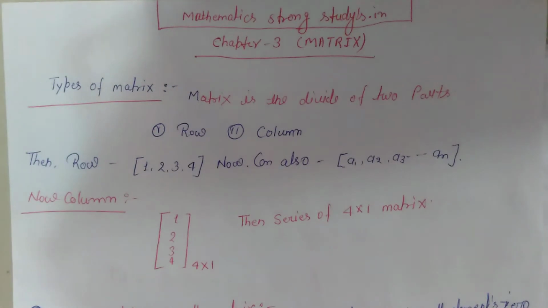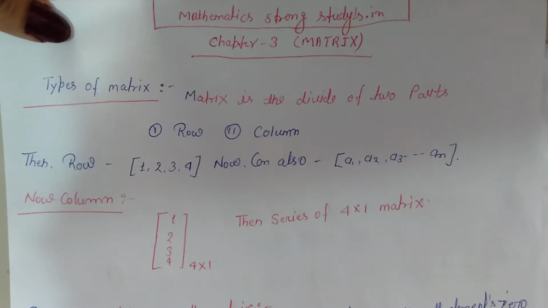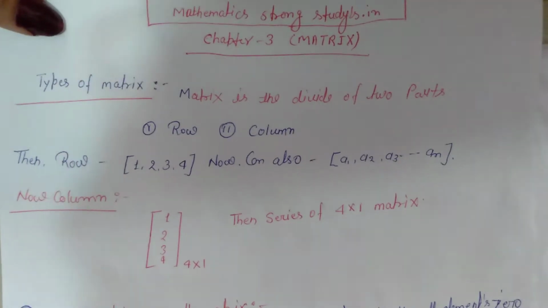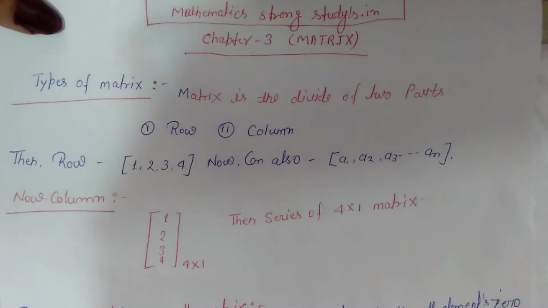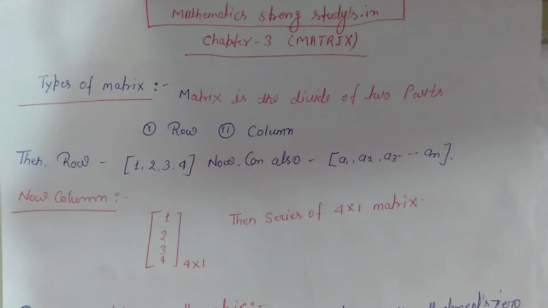A matrix is divided into two parts: rows and columns. What is a row? 1, 2, 3, 4 is a row. Like A1, A2, A3 up to An, these are the horizontal elements of a matrix. The vertical elements of a matrix are columns, for example 1, 2, 3, 4 is a column of order 4 cross 1, and there are matrices of order 3 cross 2 and 2 cross 2. These are all elements of a matrix, in rows or columns.